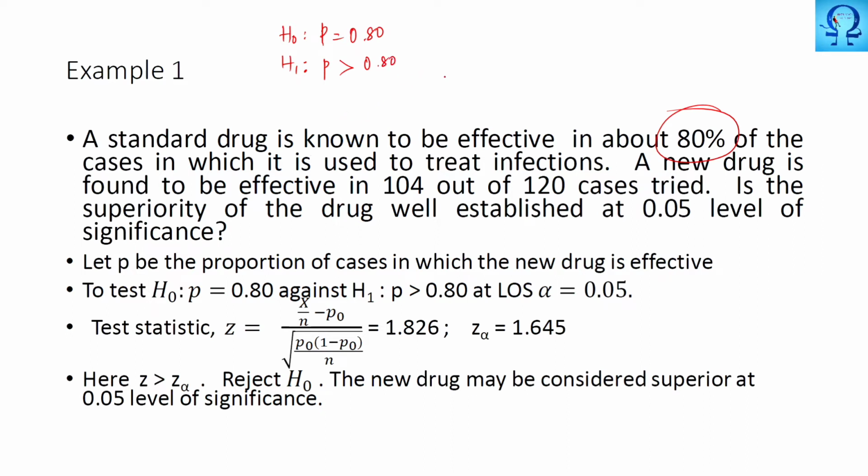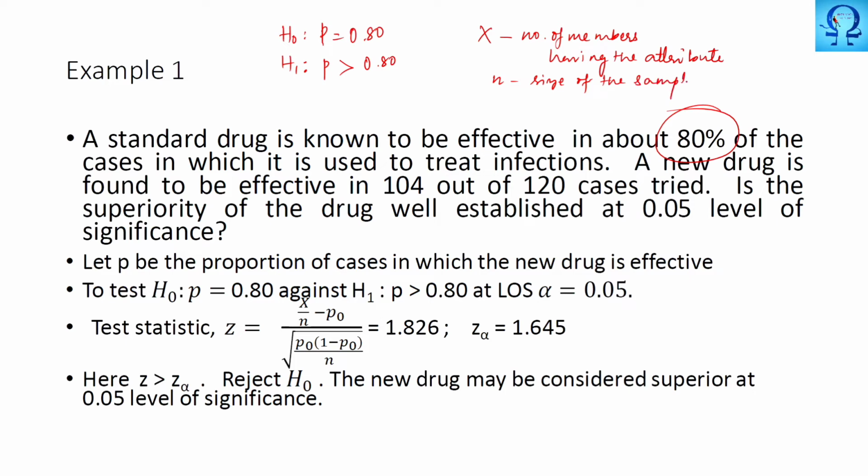Now we need to identify the values. The value P naught is known, that is 0.80. In the test statistic we will have to substitute x upon n, where x is the number of members having the attribute and n is the size of the sample.